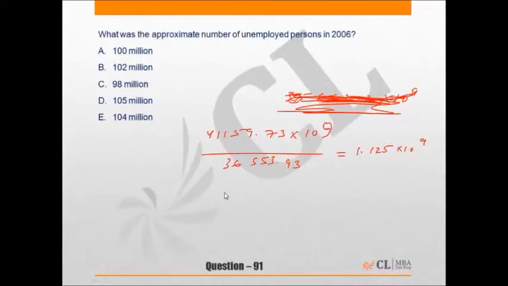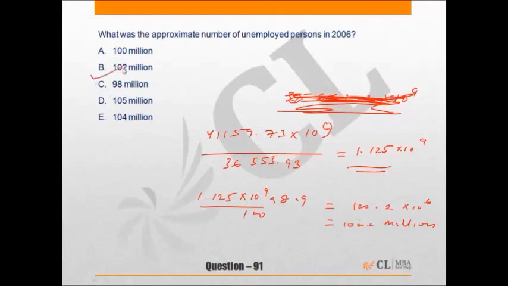Now to find unemployed persons, we have to find 8.9% of this figure. So 1.125 into 10 raised to power 9 into 8.9 upon 100. This comes out to be approximately 100.2 into 10 raised to power 6, which is 100.2 million. Therefore, option B is the correct answer.